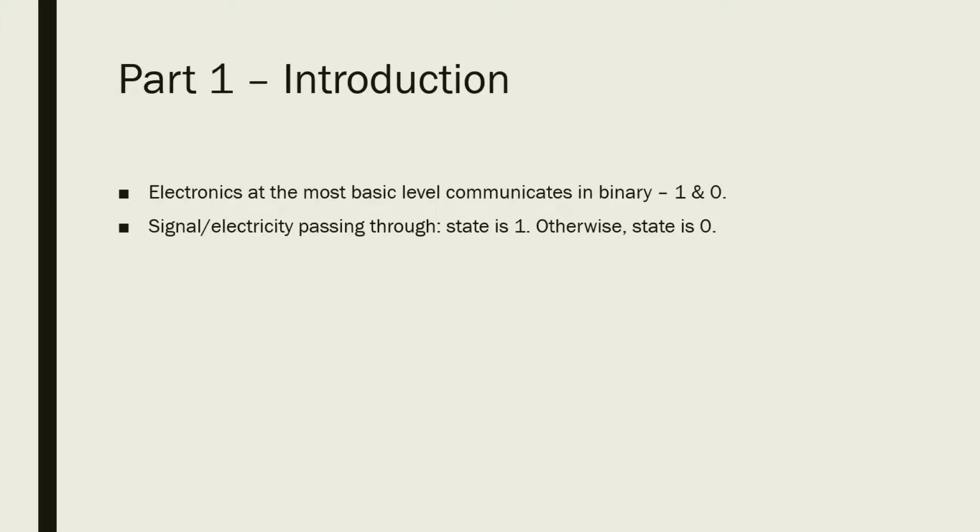So, an introduction. As you probably know, electronics communicate in binary, ones and zeros. So this is at the most fundamental level. This is on a hardware level. So whenever there's electricity passing through the electronic, its state is 1. If there isn't any electricity or if there's no power being supplied to it, then its state is 0. So it's not only electricity. Other examples are like fiber optic, which carries light instead, but it's the same concept. If it is carrying light, its state is 1. If it isn't, then its state is 0.